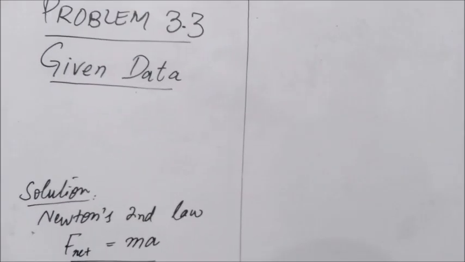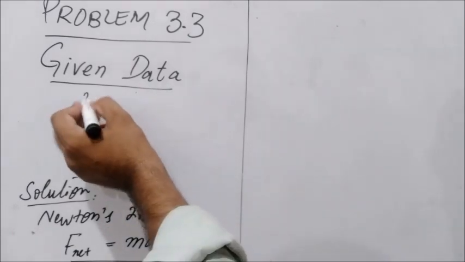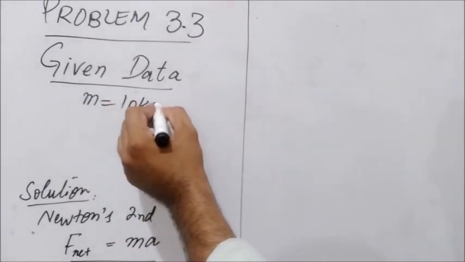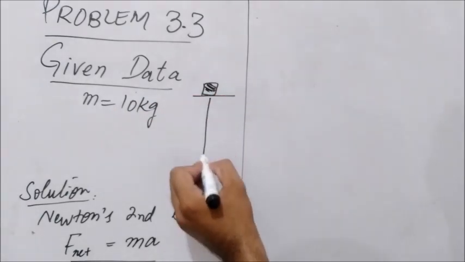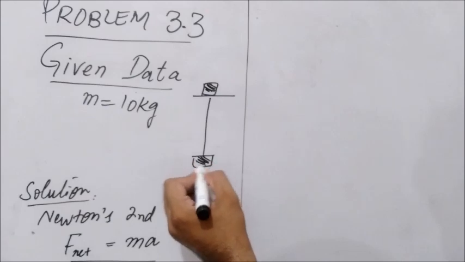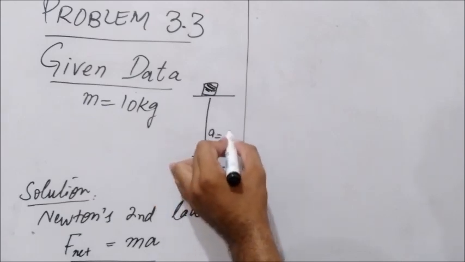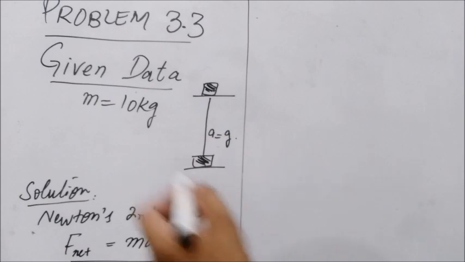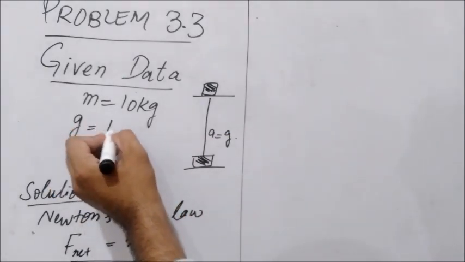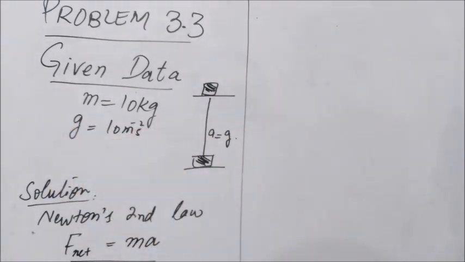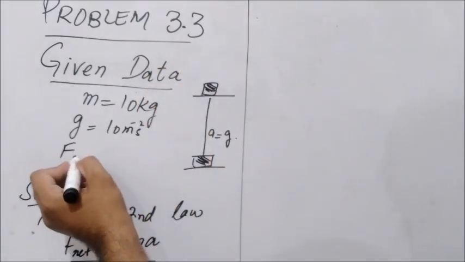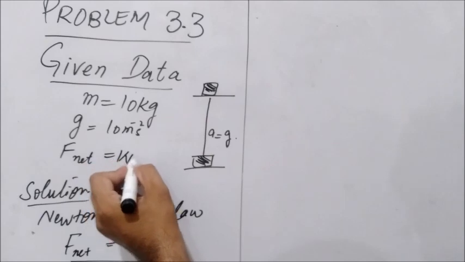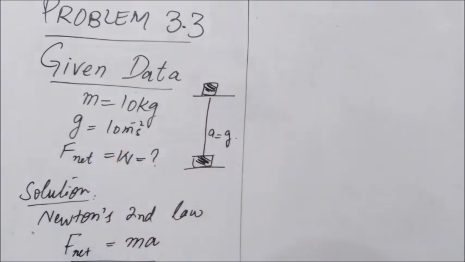Problem 3.3 says, how much force is needed to prevent a body of mass 10 kg? Mass is 10 kg and there is some object which is freely falling under the effect of gravity. So in this case, the acceleration will become equal to g, and we know that the value of g is constant, which is 10 meter per second square. So when the object is falling freely, the net force will become equal to its weight. So it means that we need to find the weight.